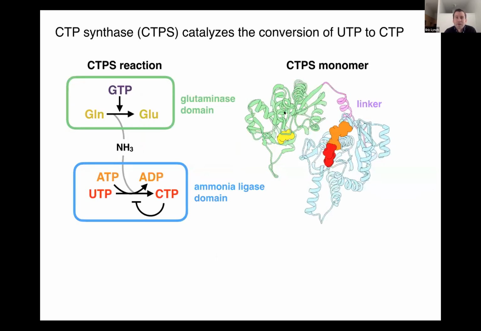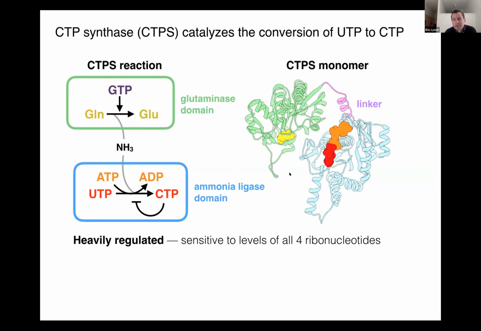And so by way of introduction, CTP synthase catalyzes the conversion of UTP to CTP. This is showing a monomer of CTPS here. It's comprised of two domains: a glutaminase domain, which releases ammonia from glutamine, and then that's transferred to this ammonia ligase domain down here, where the ammonia is added to UTP to make CTP.